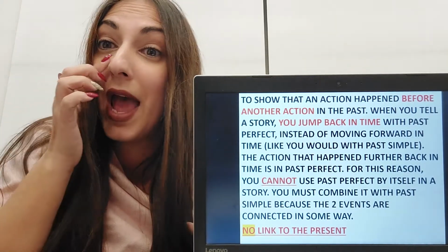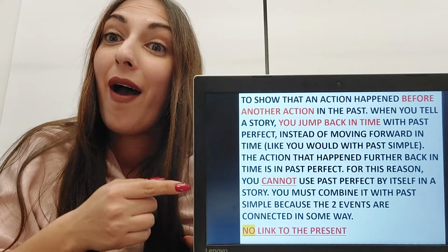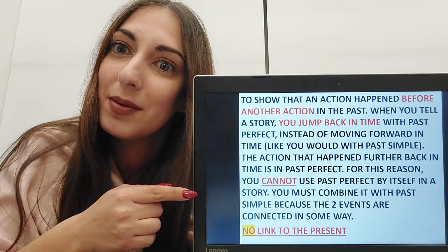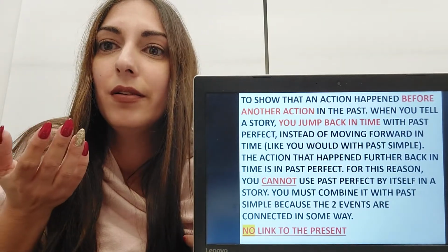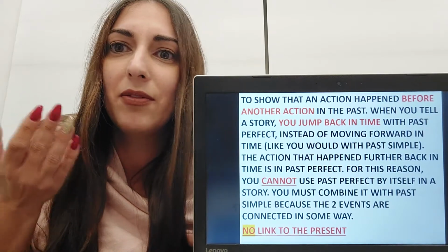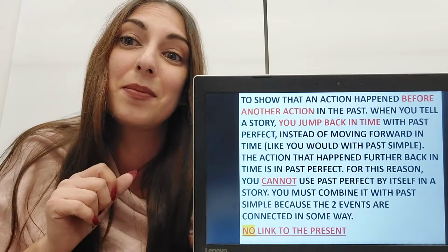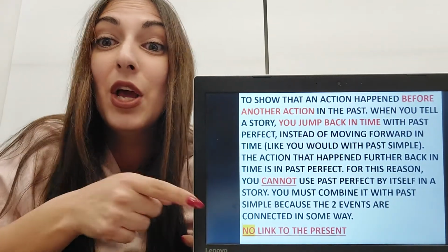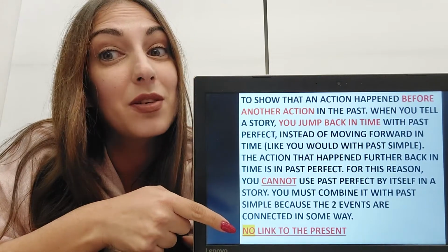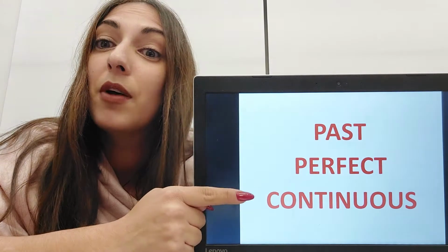And for this reason, you can't use past perfect by itself. You have to use past simple with it. So in a story, you can't just say, I had done something. Well, so what? You had done it before what? Okay, so you need to have at least two actions and one has to be past simple in the actual story. Okay, so that's very important. But you'll also notice there is no link to the present once again. Now let's move on. Past perfect continuous.